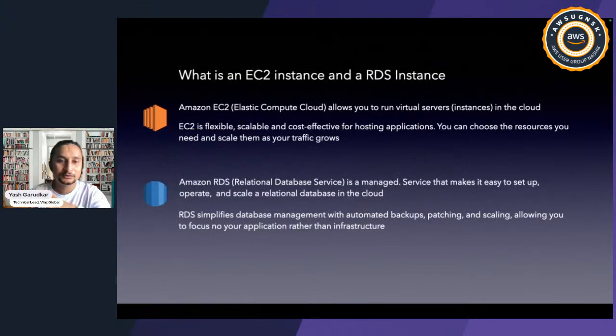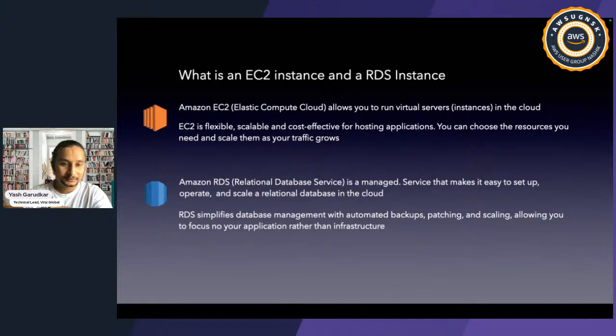So, what is an EC2 instance and an RDS instance? EC2, which stands for Elastic Compute Cloud, allows you to run virtual servers in the cloud. EC2 is flexible, scalable, and cost effective for hosting applications. You can choose the resources you need and you can scale them as your traffic grows. So if you have a lot of people coming to your application, the traffic is increasing, and there is going to be a lot of load, you can scale your instance and improve the way it handles the load.